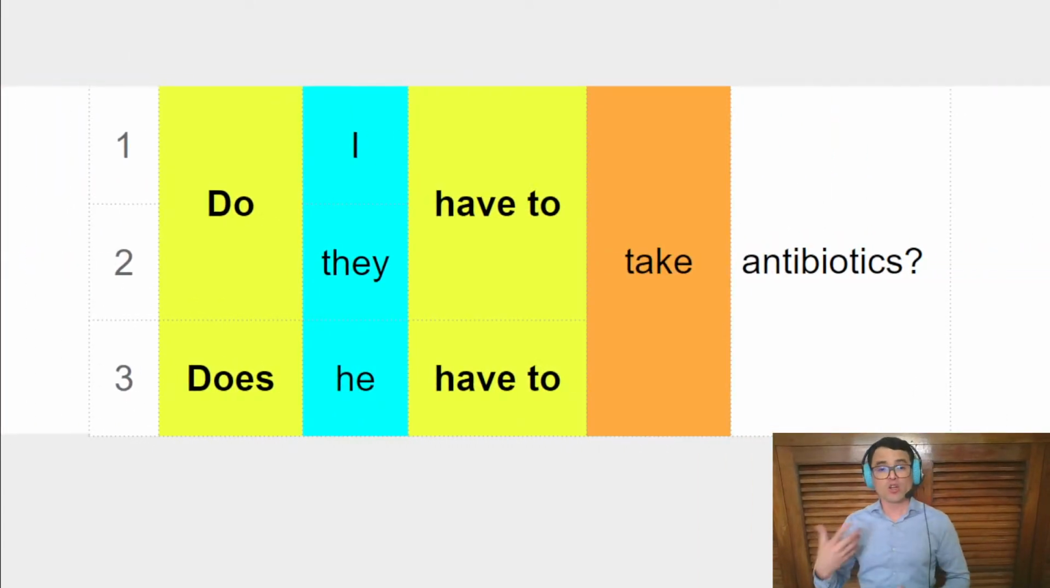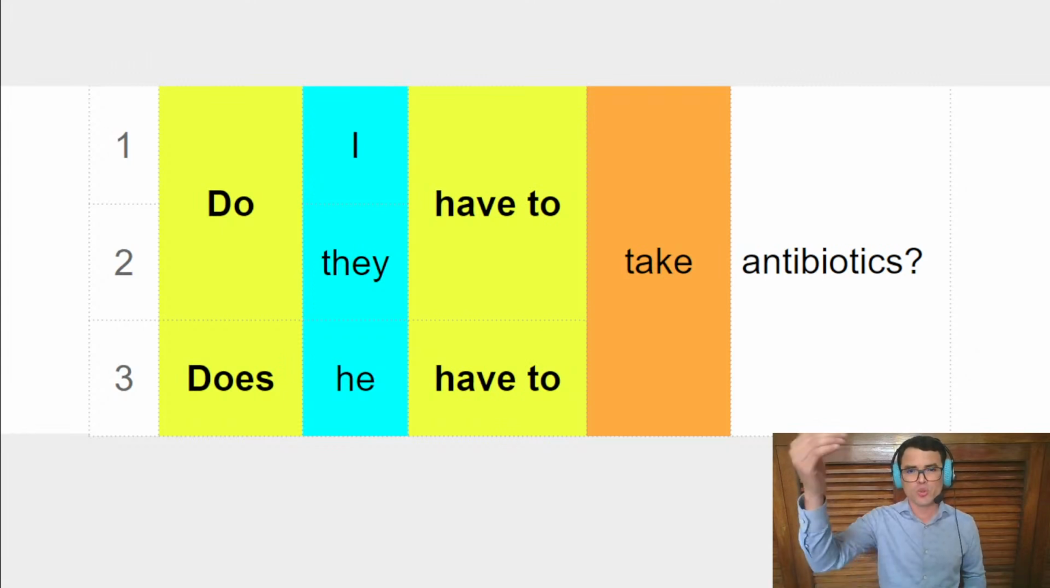If you want to make a question, a yes/no question using have to, you have to start with the auxiliary. In this case, it can be do or does, depending on the subject. If your subject is I or they, then your auxiliary has to be do. If your subject is he, number three, light blue, your auxiliary is does. So in this way, you ask about necessity.